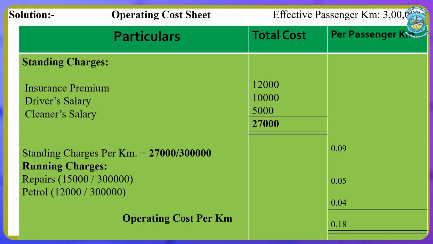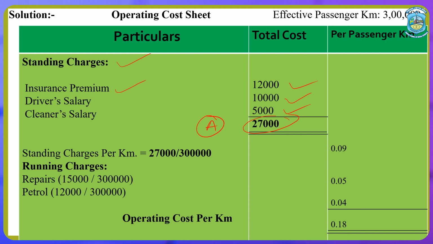In this manner we have to make an operating cost sheet to find the total cost per passenger kilometer. In section A, standing charges are there: insurance premium 12,000 rupees, driver salary 10,000 rupees, cleaner salary 5,000. The sum of these items is 27,000. It is the standing charges, section A, 27,000.